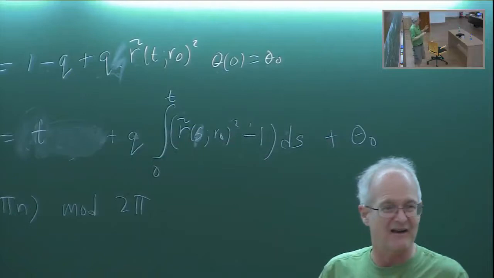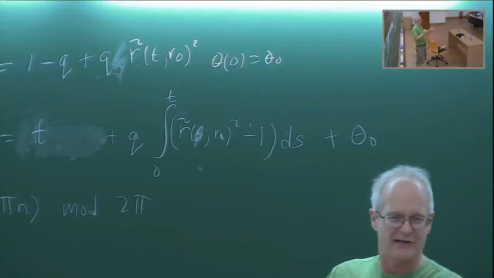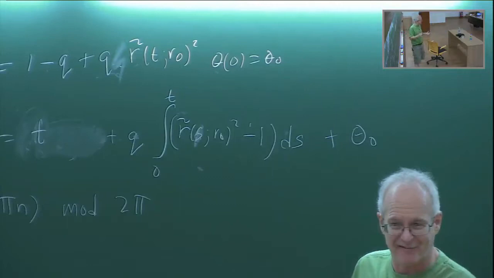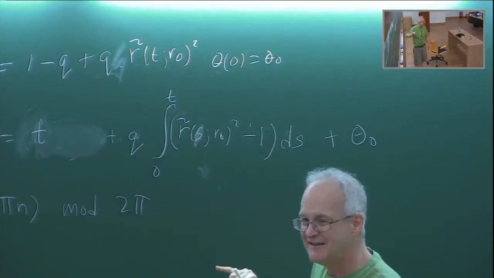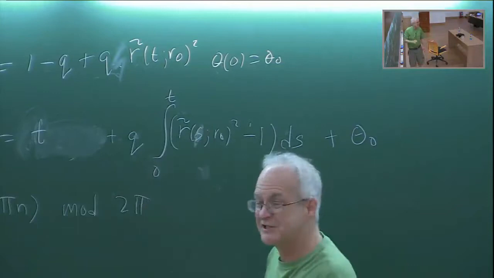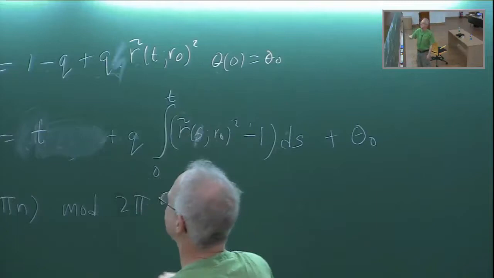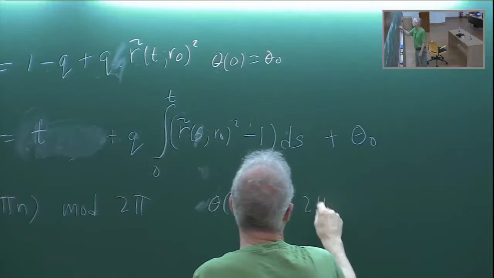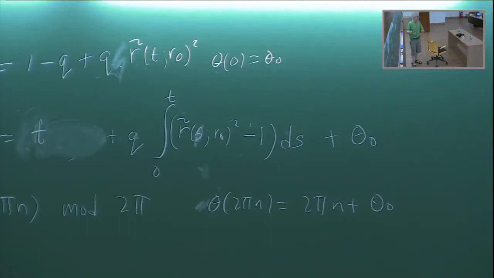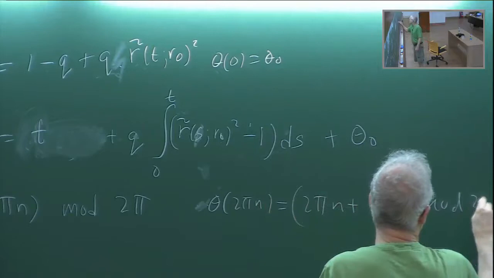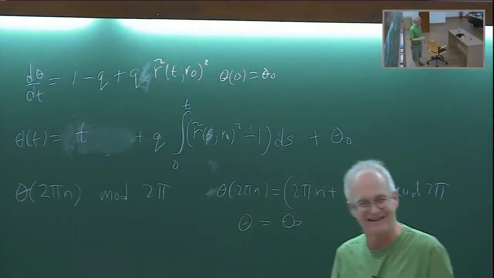So if you sit down with Maple or Mathematica, or you're any good at doing integrals, you can do this integral yourself, okay? And we'll end up with the asymptotic phase. But by choosing q to be 0 here, what's the asymptotic phase equal to? Well, when q is 0, this solution theta of 2 pi n is just 2 pi n plus theta naught, so mod 2 pi, the asymptotic phase is theta naught, all right?